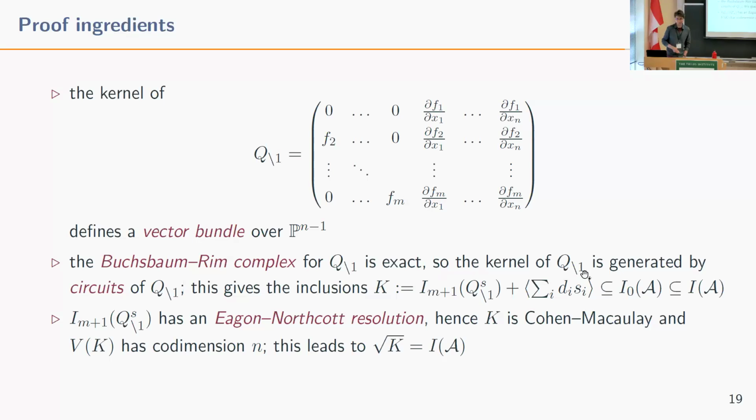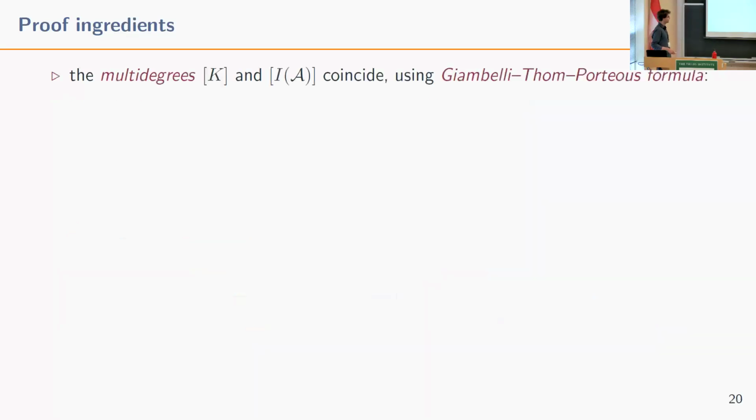But how do we resolve this up to radicals? Well, the idea is that we look at the multi-degrees of these ideals. Okay, so if the multi-degrees coincide, then we know that also the non-reduced structure must coincide. And we do this by applying this very classical formula from algebraic geometry, the Giambelli-Thom-Porteous formula.